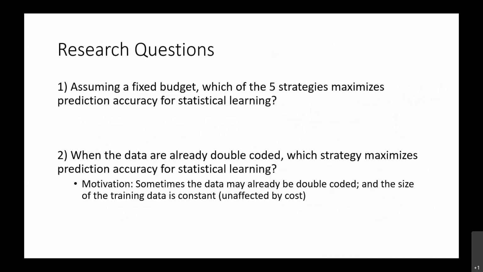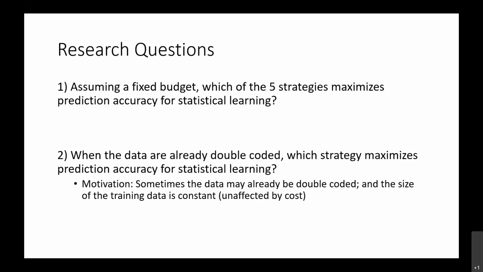All right, so I'm rephrasing the earlier goals into research questions. I'm now saying, assuming a fixed budget, which of the 5 strategies maximizes prediction accuracy for statistical learning? And the 5 strategies include single coding.